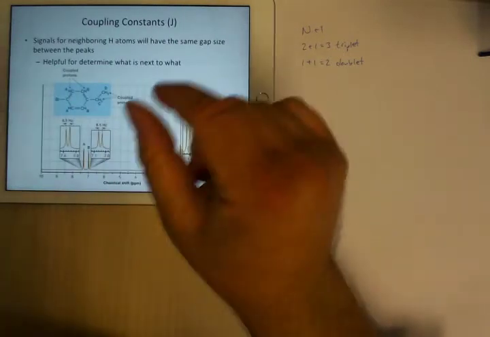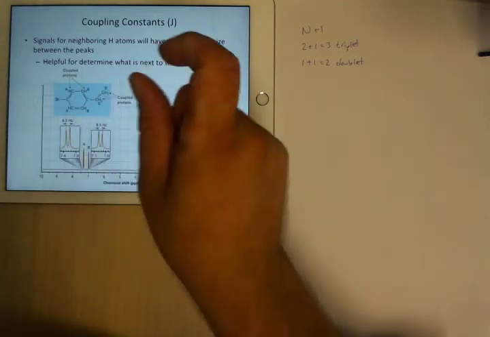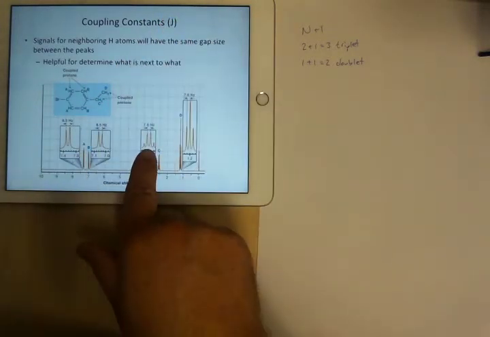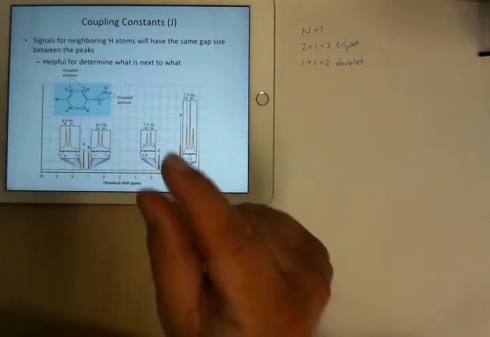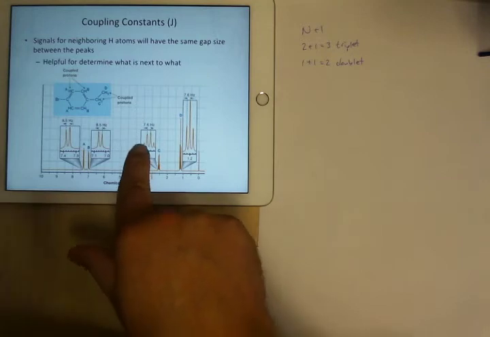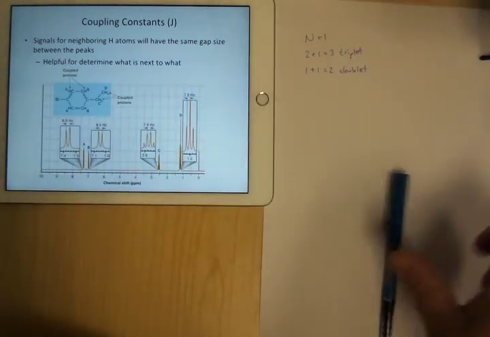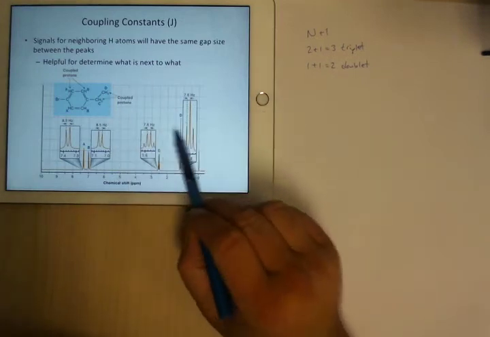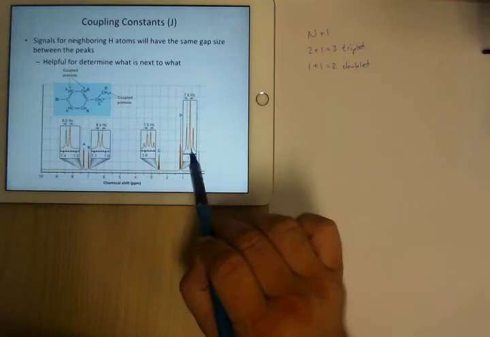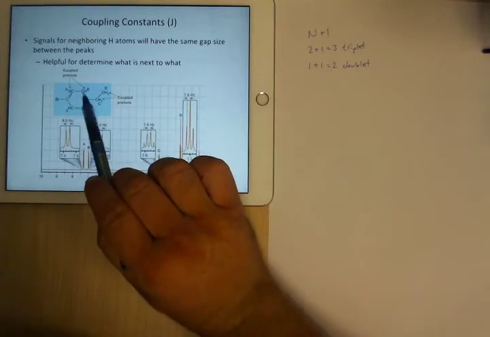Now, remember we talked about the gap between the peaks, like the gaps between the peaks in a doublet or a quartet. That distance is what's called the coupling constant. Things that are splitting each other will have the same coupling constant. So C and D here are splitting each other in this ethyl, so they're going to have the same gap. These two guys are splitting each other.